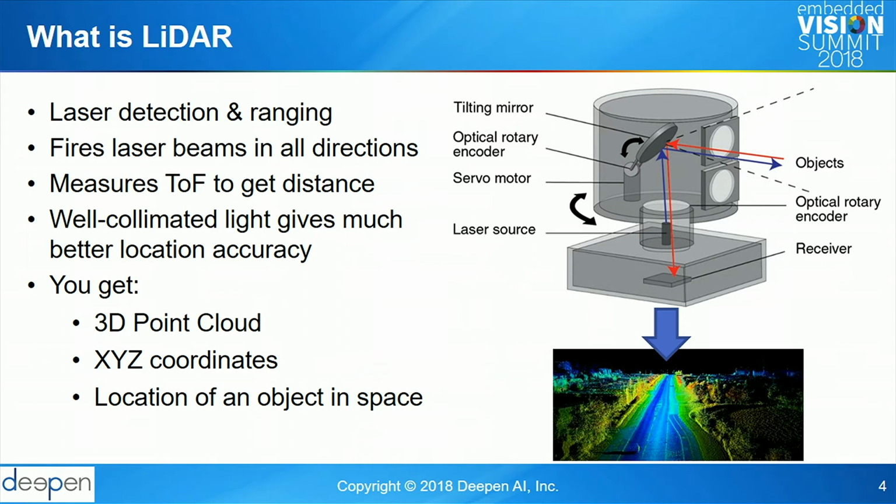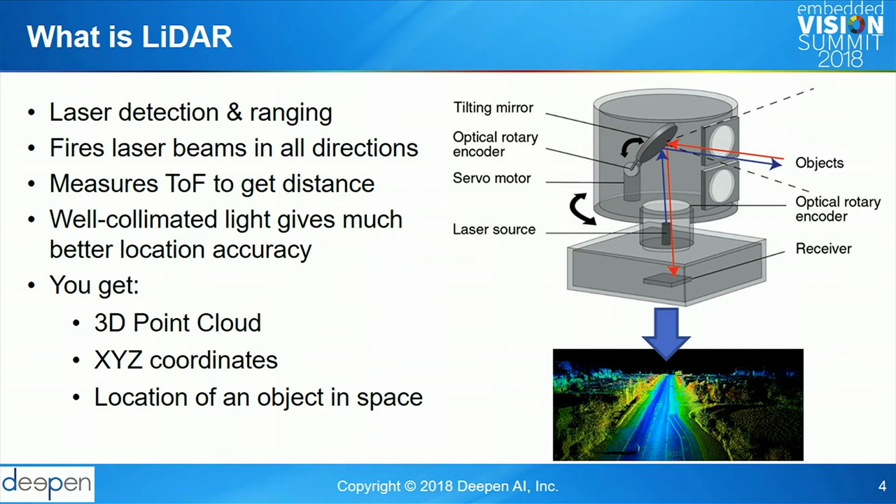LiDAR stands for light detection and ranging, and it fires laser beams in as many directions as it can. If it's a mechanical one, it would do 360 degrees. If it's a flash LiDAR, then it will have a smaller field of view. And it uses some of the typical depth measurement approaches, like time of flight. Not all LiDARs use that, but that's the most typical. If you have the light beams very well collimated, that can give you much better location accuracy and depth accuracy.